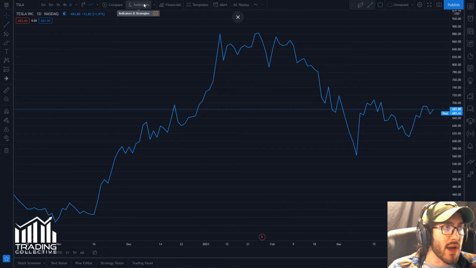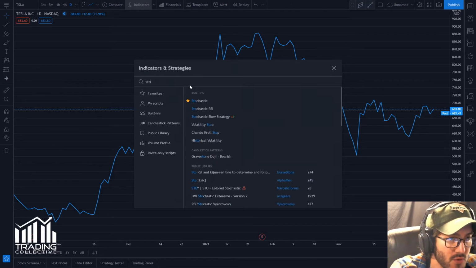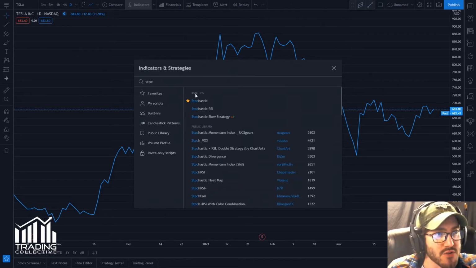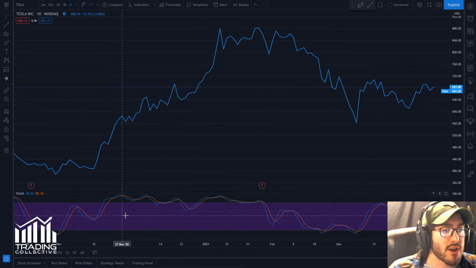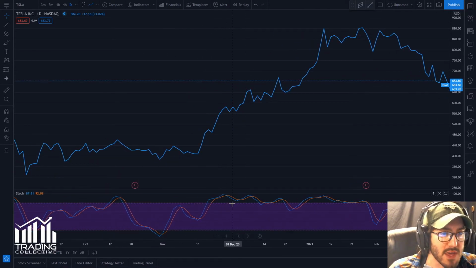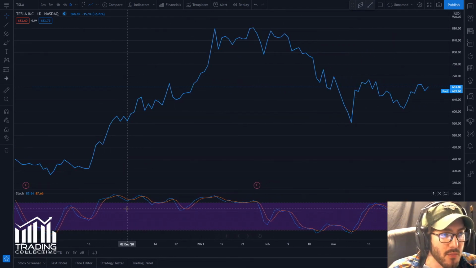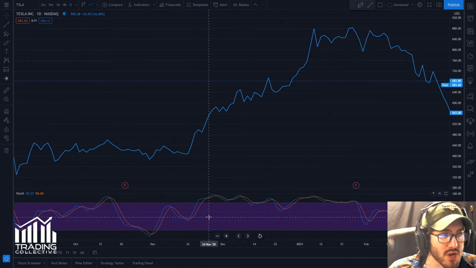So you go up here to FX indicators, go to the search bar, type Stoch, make sure it's under built-in, and just give it a click. It'll pop up here at the bottom, and what you're looking at now is this very large horizontal purple box being the normal range, and then these two lines, this blue and this orange line here.